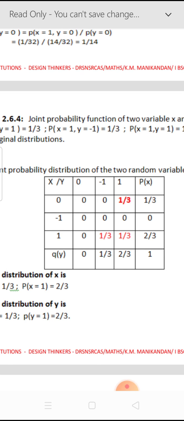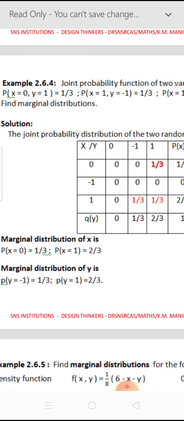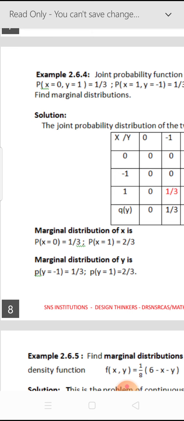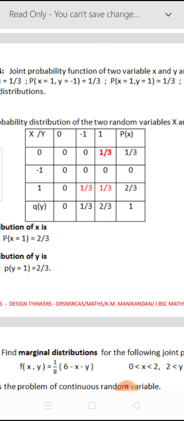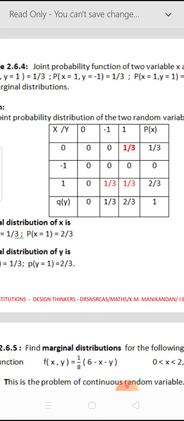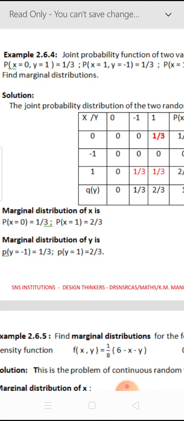The p of x and q of y values are obtained. P of x values are obtained by adding the row elements and q of y values are obtained by adding the column elements. So from the table we can see that the marginal distribution of x is p of x equal to 0 equal to 1 by 3 and p of x equal to 1 equal to 2 by 3. And the marginal distribution of y is probability of y equal to minus 1 is equal to 1 by 3 and probability of y equal to 1 equal to 2 by 3.